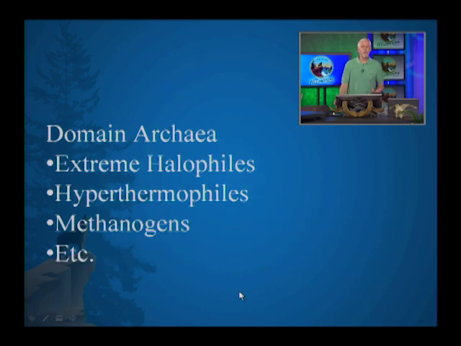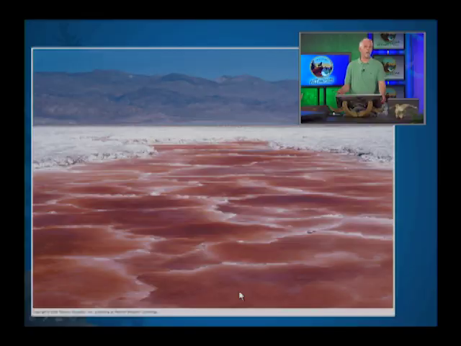Now, looking at the Archaea and some major kingdoms, if you will, or major clades or groups of Archaeans, one of these would be the extreme halophiles. And the extreme halophiles are salt-loving bacteria. And we don't necessarily find a lot of these in the Yellowstone ecosystem, but we do find them near the Yellowstone ecosystem. So there are extreme halophiles, for example, that live in the Great Salt Lake in Utah, which is fairly close to the Yellowstone ecosystem.